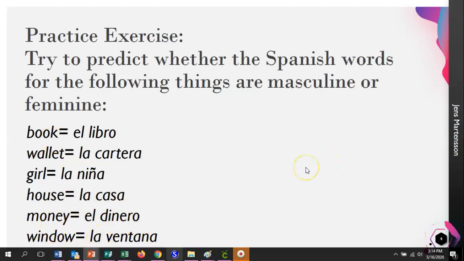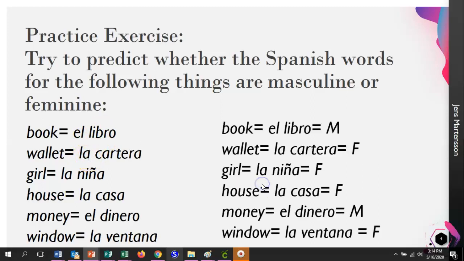If we are basing our answers on what we just described, el being masculine, la being feminine, this is what you should have gotten as your answers. Book, el libro, masculine. Wallet is la cartera, which is feminine. Girl, la niña, feminine. House, la casa, feminine. Money, el dinero, masculine. Window, la ventana, feminine. Once again, pause this video as needed to try to understand how these are masculine and feminine.